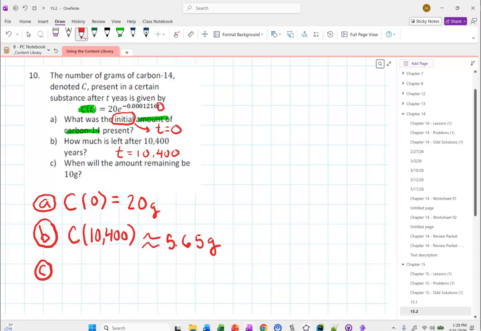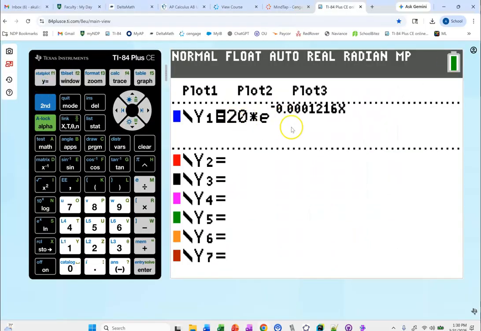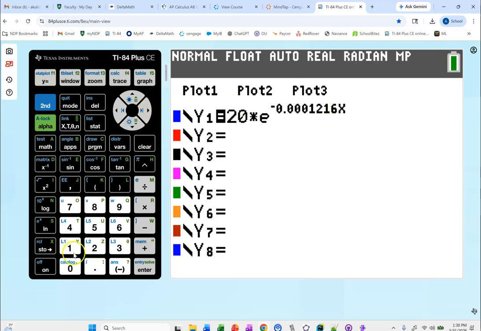Okay. Part C then says, when will the amount remaining be 10 grams? So here we're asking to solve for C of T is equal to 10. So our answer needs to be a value for T, which represents some amount of years. So to solve this equation, what I'll do is I'll go to my calculator, and I'm going to graph my equation for C and y equals 10, and search for the intersection.